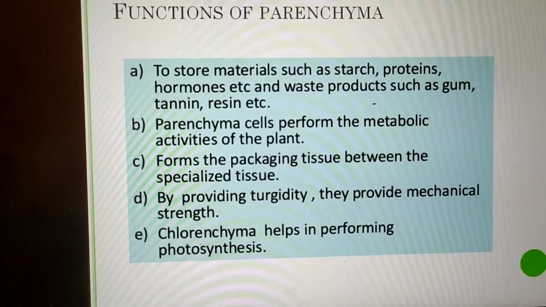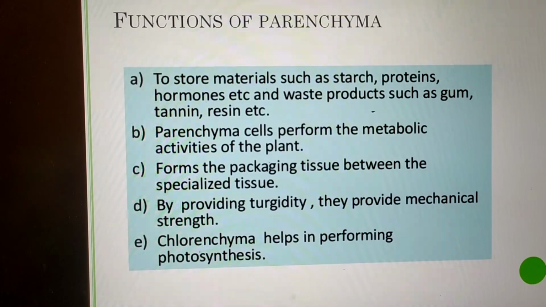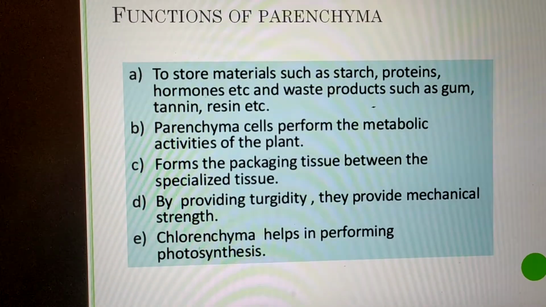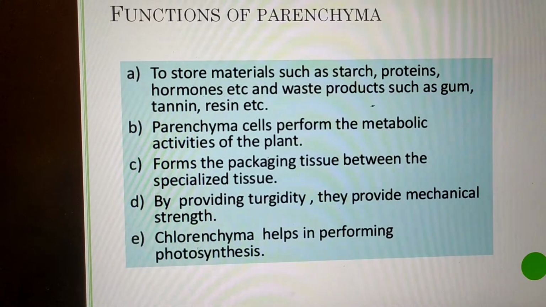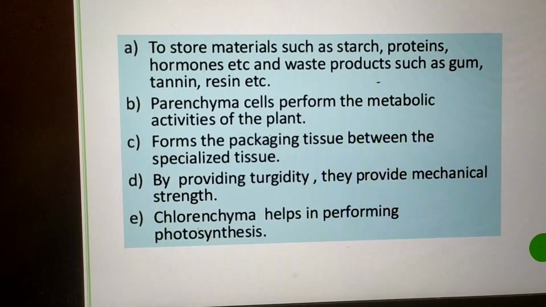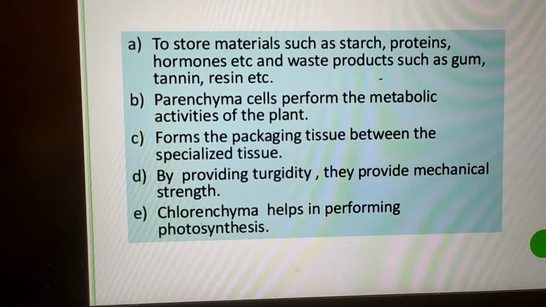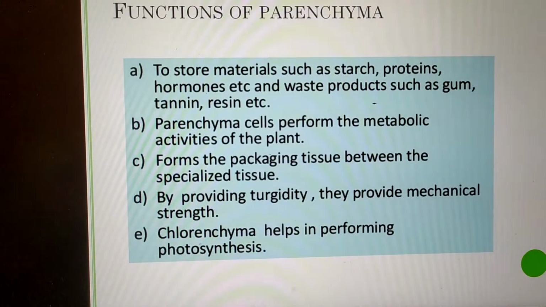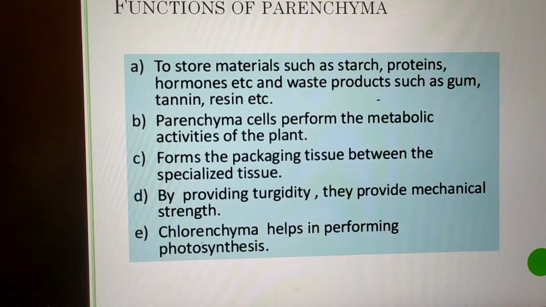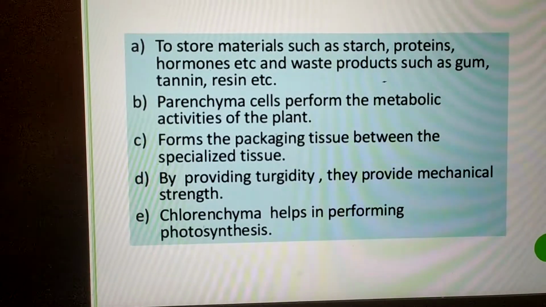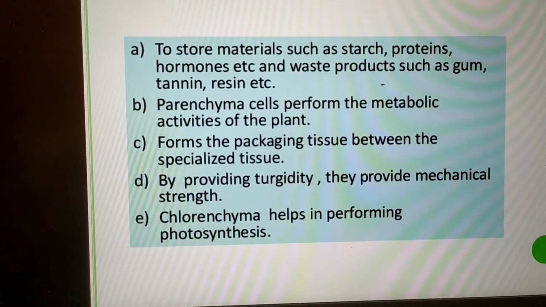The main function is to store materials such as starch, protein, hormones and waste products such as gum, tannin, resin, etc. Parenchyma cells perform the metabolic activities of the plant. They form the packaging tissue between the specialized tissue. They provide turgidity. They provide mechanical strength. Chlorenchyma helps in performing the process of photosynthesis.